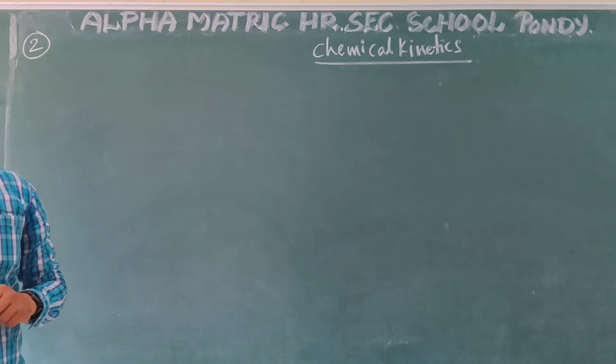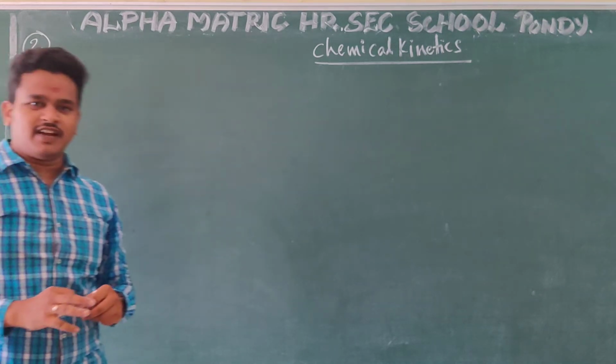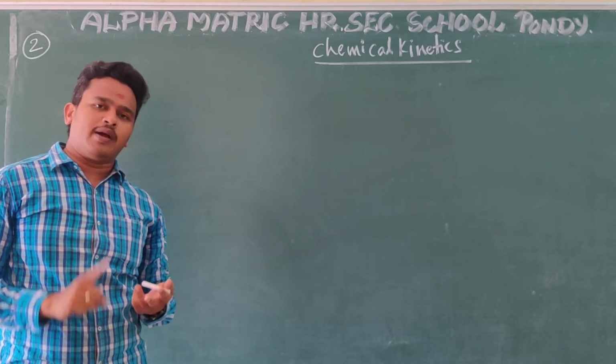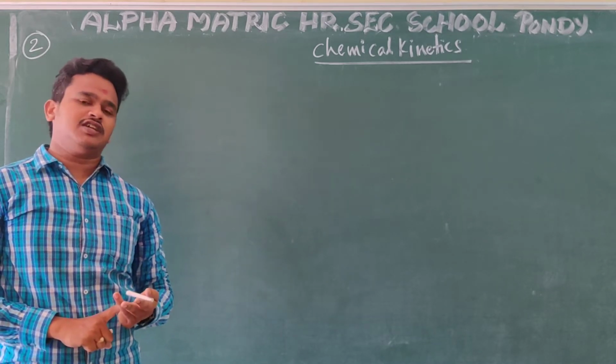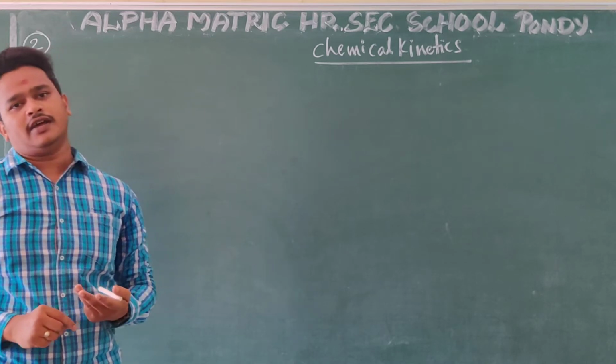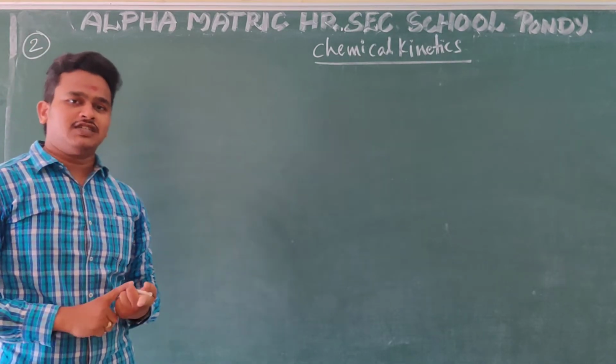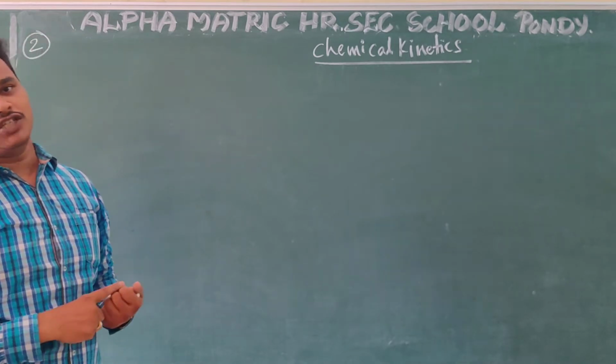Chemical kinetics deals with the factors affecting the rate of a reaction. Among these factors, we are going to talk about the concentration effect, how concentration affects the rate, and the pressure. In a similar way, volume will also come. Then catalyst will come, then temperature will come.